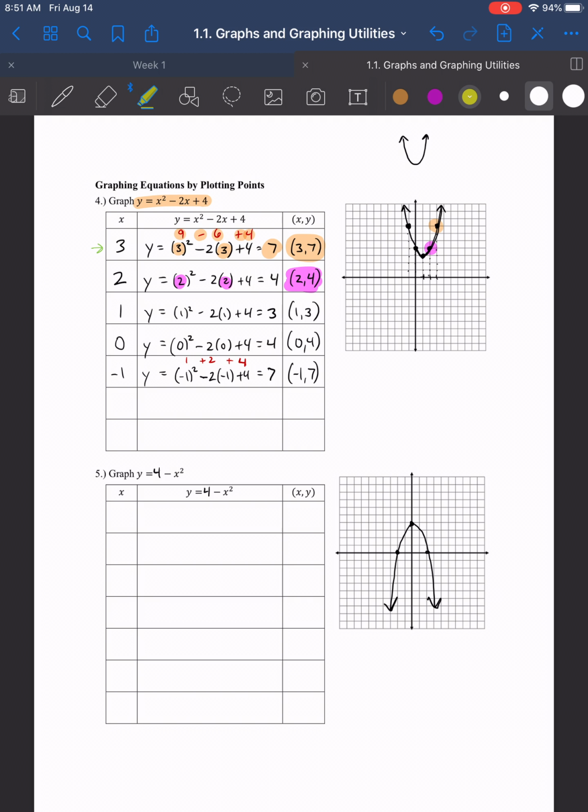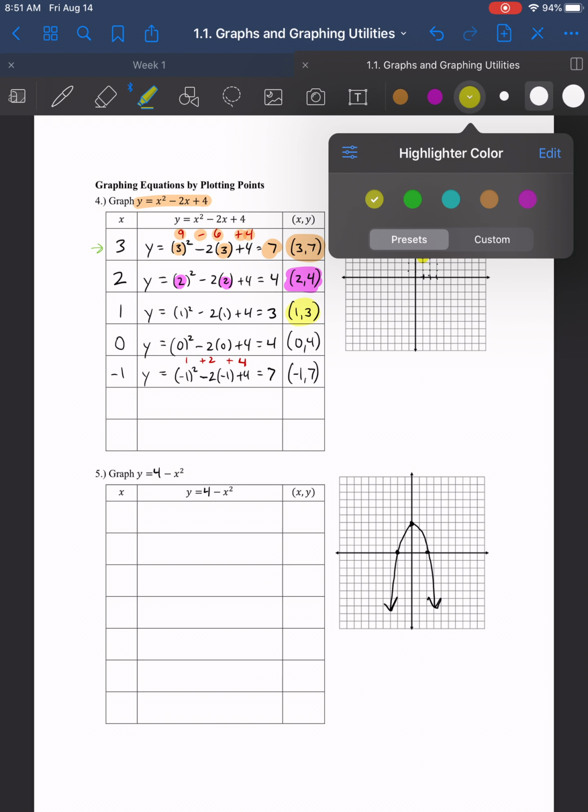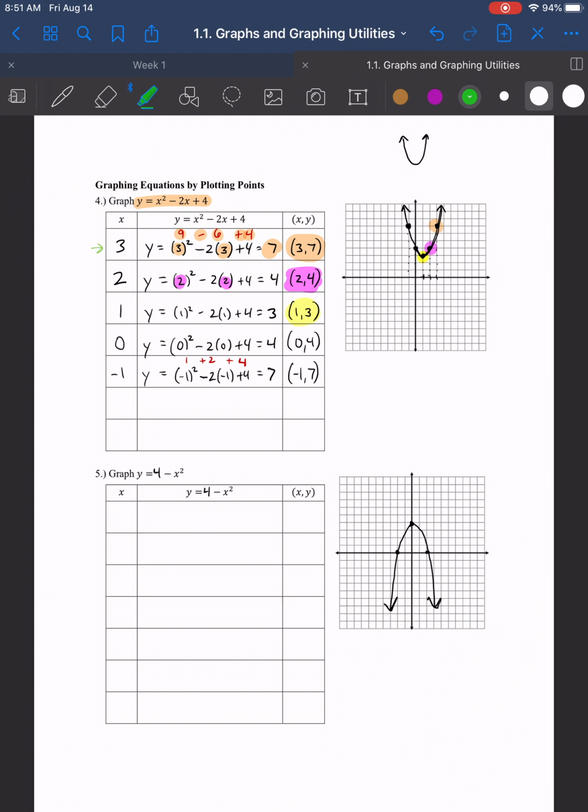And then you can do the next point as well, and you plug in 1, and you get the point (1, 3). That's right there. You plug in another point, try 0, and you get the point (0, 4). That's right there. And then you could do one more, and you could plug in, say, -1, and you get (-1, 7), and that's that point right there, just by plugging these in.